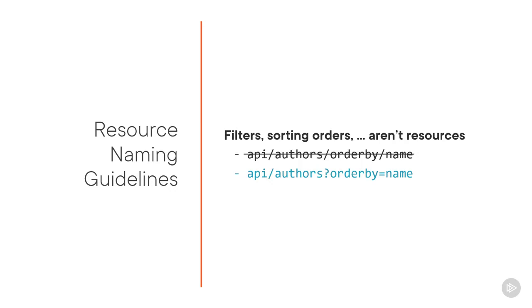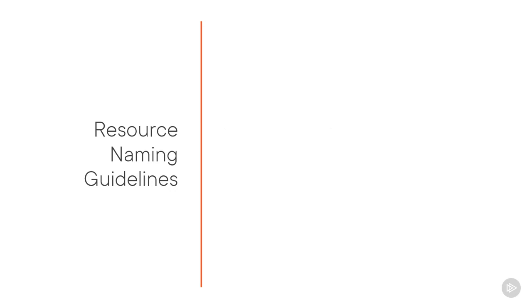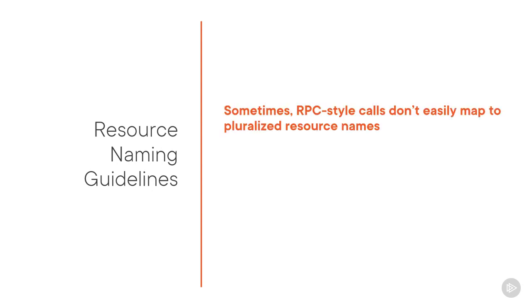And with that, we've already covered a lot. But there's an exception. There always has to be an exception. Life would be too easy without them. Sometimes there's these remote procedure style calls, like calculate total. That doesn't easily map to a resource, right? Most RPC style calls do map to resources, as we've just proven. We don't have a get authors by name procedure. We have GET API/authors?orderBy=name.